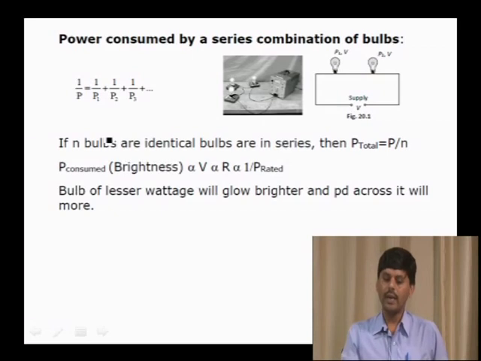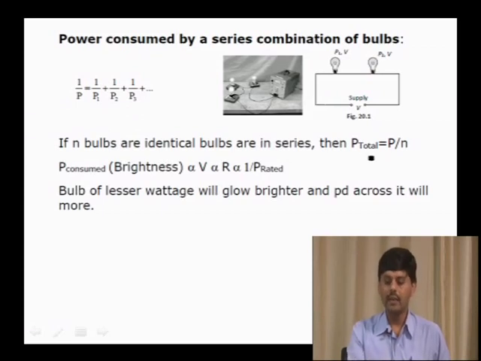Power consumed by a series combination of bulbs. Here, when bulbs are connected in series, there are two different bulbs of equal voltage, say 60 watt 220 volts and 40 watt 220 volts, connected in series to the supply. So we calculate the power of the series combination: 1 by P is equal to 1 by P1 plus 1 by P2 plus 1 by P3, like this. This is the total power for the series combination.